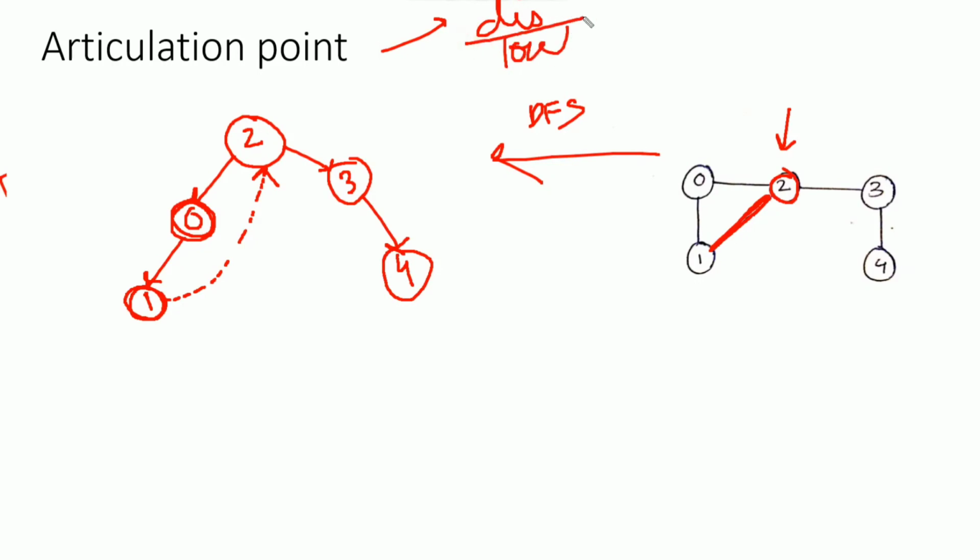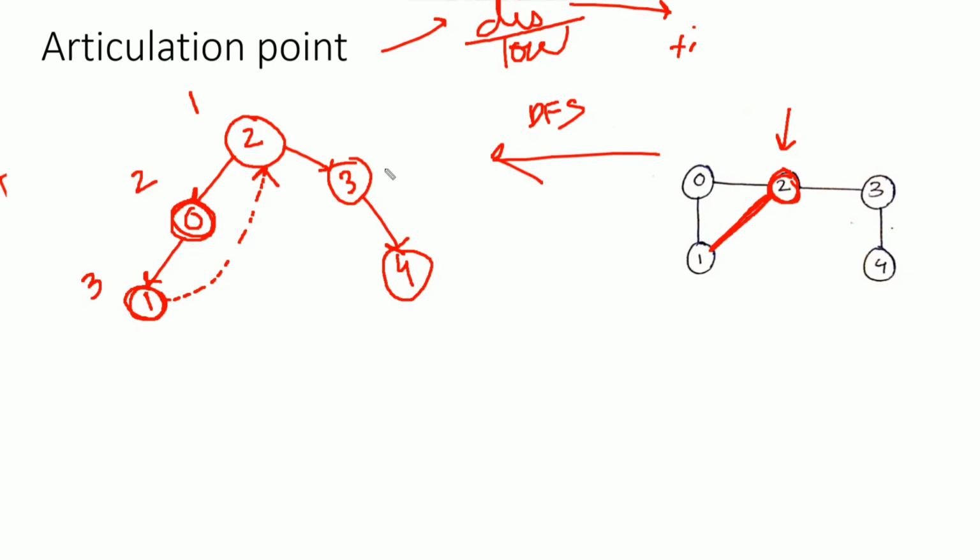So discovery time means the time at which each vertex gets visited. Okay, so I've started my DFS traversal from vertex 2. Suppose its discovery time is 1 because it is the first vertex that I have visited. After 2, I traverse to vertex 0, so its discovery time is 2. Similarly, from vertex 0, I traverse to vertex 3. Its discovery time is 3.